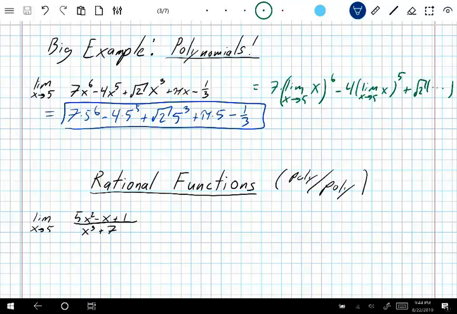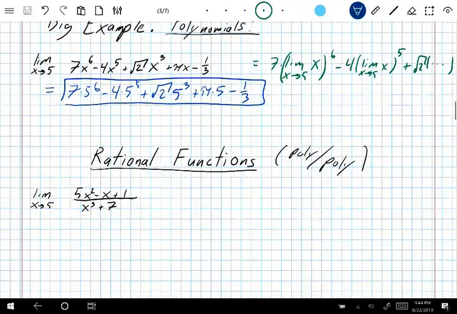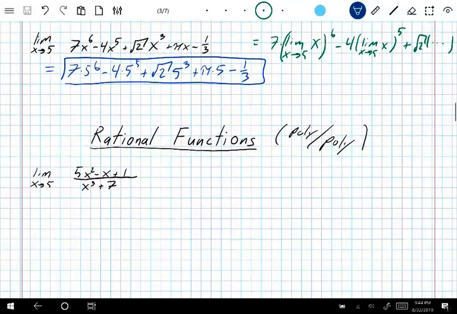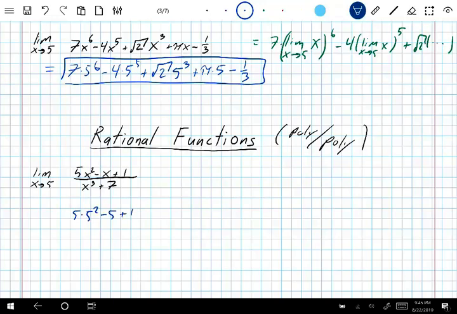All right, here is another big class of functions called rational functions. So a rational function is just a polynomial divided by a polynomial. And for rational functions as well, we are allowed to just plug in. How amazing is this? So 5 times 5 squared minus 5 plus 1 over 5 cubed plus 7. Okay, I don't know what that is. I don't think I want to bother simplifying that. That looks pretty darn good to me.